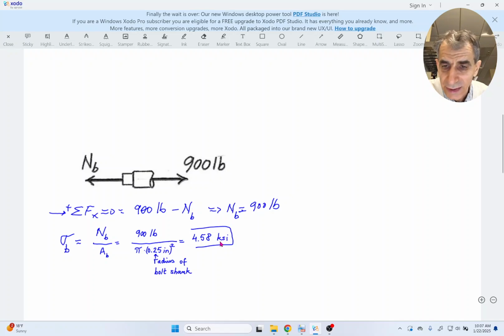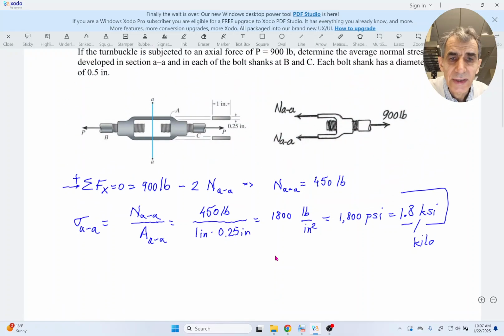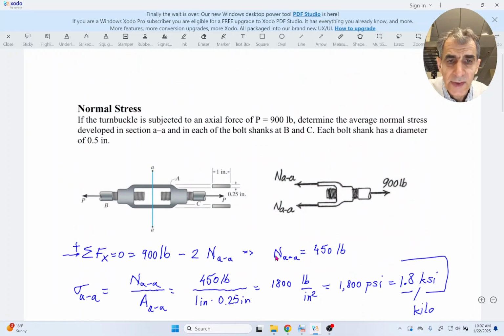It comes to 4.58 ksi. I hope this gives you a very simple introduction to stress, and in answering this question, which could be confusing when we look at the beginning of the problem where we have a load pointing to the left and another one pointing to the right.